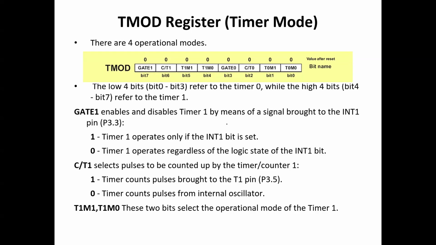So the bits are bit 0, bit 1, bit 2, bit 3, bit 4, bit 5, bit 6, and bit 7. First, this is there in the TMOD register. The lower 4 bits, that means bit 0 to bit 3, refer to timer 0, while the higher 4 bits, bit 4 to bit 7, refer to timer 1.